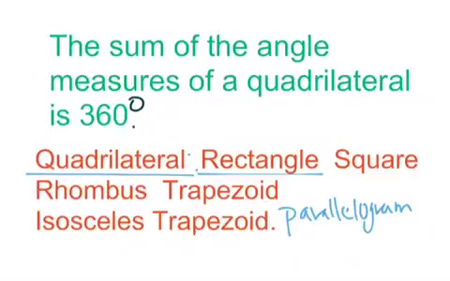As I said, the sum of the angle measures of a quadrilateral will be 360 degrees. A rhombus, how about I get a straight line going here? It's going to look a lot like this. Again, not very perfect. That's going to be your rhombus.